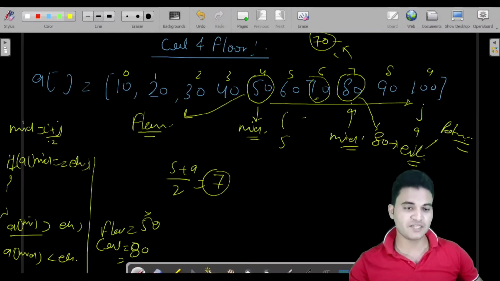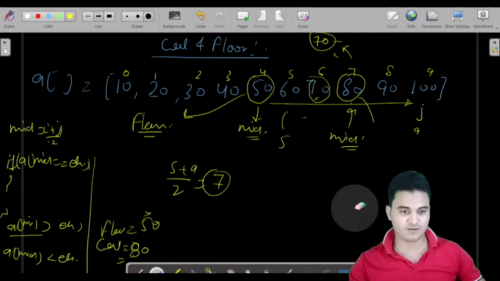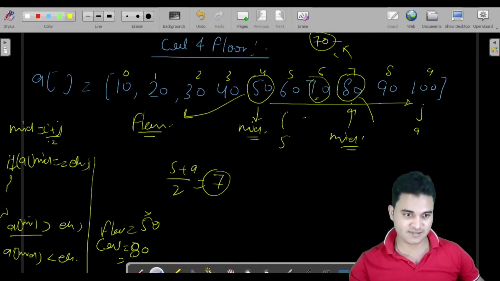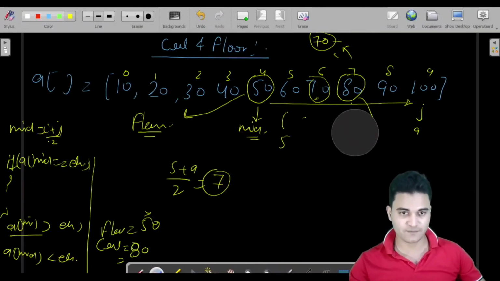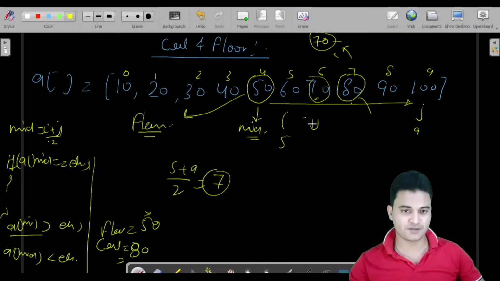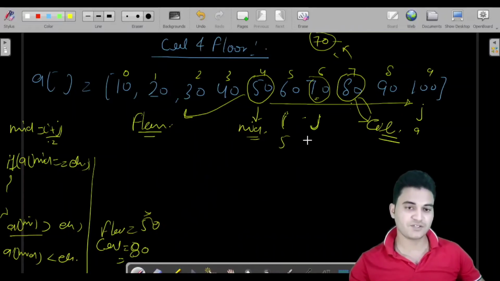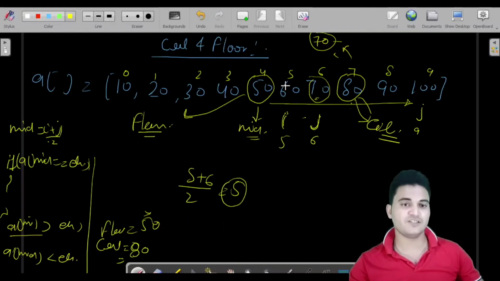Now we would again repeat the process. So now our J is pointing to here. Our mid was pointing to here. So this is less than this. So in this case, what we used to do, we used to pick up our J and put it here. And we are checking that 80 is a potential ceil. So now our J is here, I is here. Again, we would calculate the mid. J is pointing to 6, so 5 plus 6 is 11 by 2, which is 5 again. We'll check for this again.